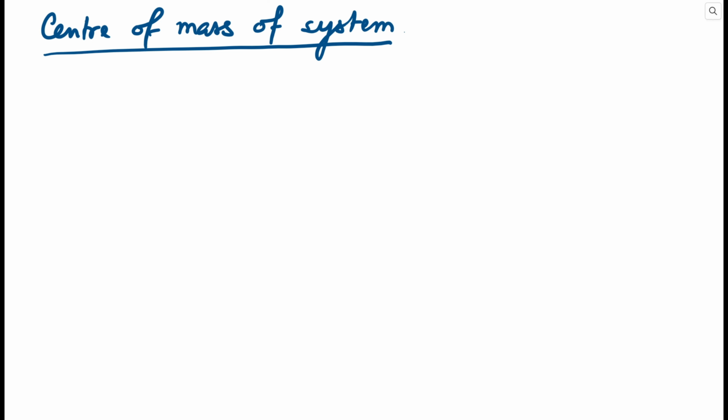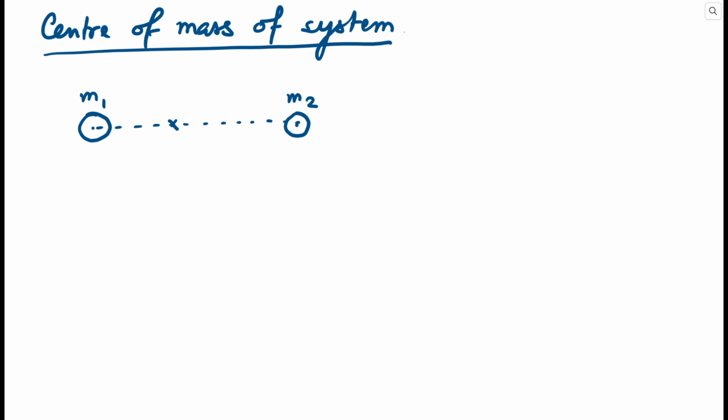So two objects. We have a first object of mass m1, and a second object of mass m2. Then the center of mass of the system is a point which will be on the line that connects these two masses. So it will be somewhere on this line, and it's a point where you can imagine the entire mass of the system is concentrated.